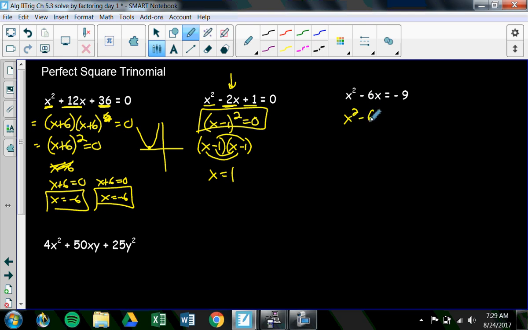Factoring still only works if you're equal to 0, so add that 9 to both sides. This is x minus 3 squared. So our solution is x equals 3 twice.